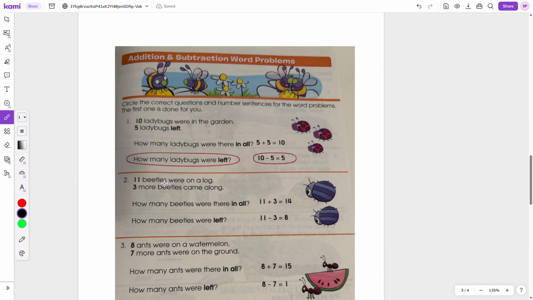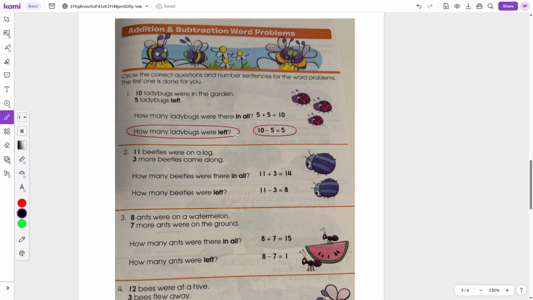Okay, next page. Circle the correct questions and number sentences for the word problems. The first one is done for you. So let's look at the first one. Okay, so number 1 is asking, 10 ladybugs were in the garden and 5 ladybugs left. So we have to choose either this one or this one, and this one or this one. So left means we have to subtract, right? So it'll be subtraction.